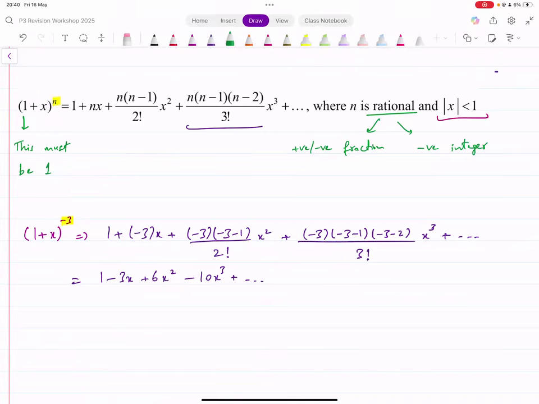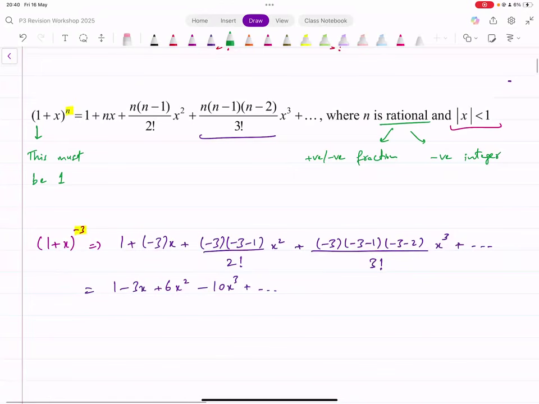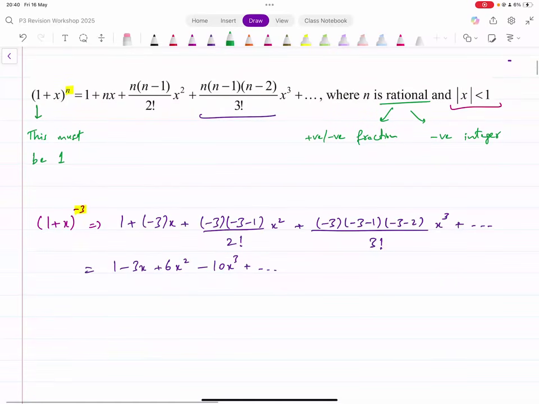Now, there's some conditions that this formula has, and they note them down here. n is supposed to be a rational number. Now, what's a rational number? Anything that can be written as a fraction that includes integers. Now, generally, the questions that you would get, they would have either a fraction as the power. It could be positive or negative, or it would have a negative integer as the power.